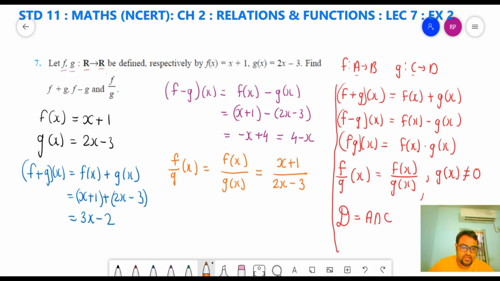Actually, the question is finished here, but you have to understand that the value of x cannot be taken as 3 by 2, because if you take 3 by 2, then 2 into 3 by 2 minus 3, the 2 gets cancelled, and 3 minus 3 will be equal to 0. So this becomes undefined. Okay, so this was about question number 7. So note down question number 7.